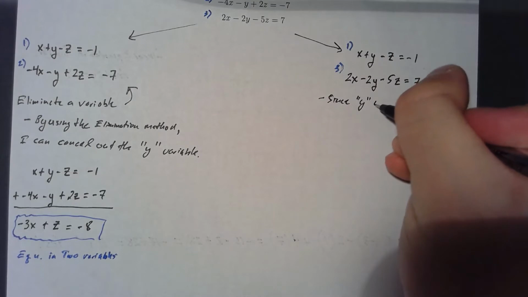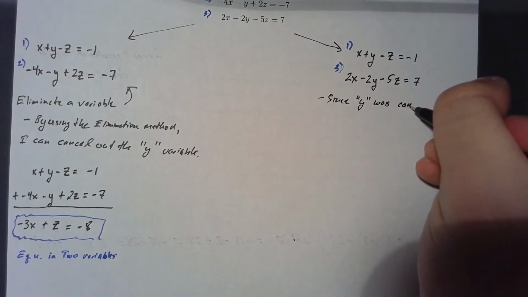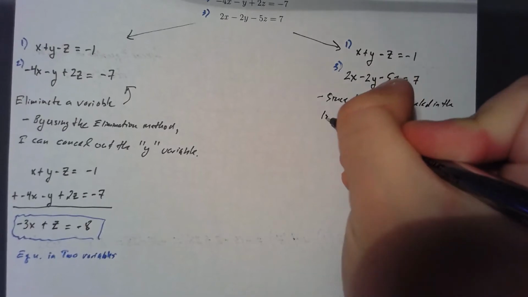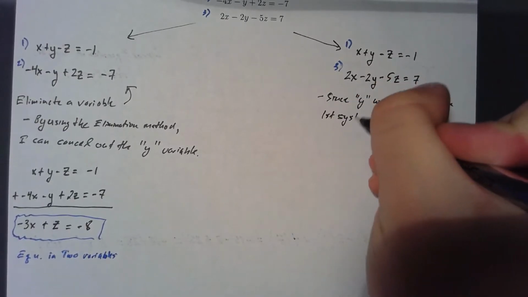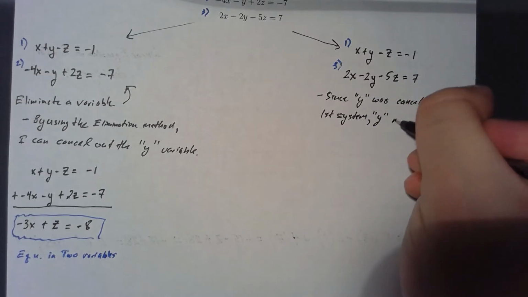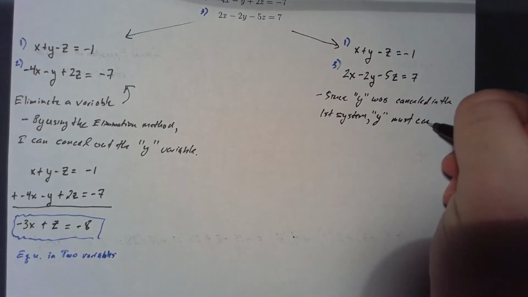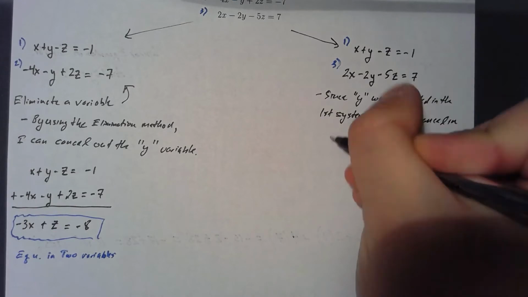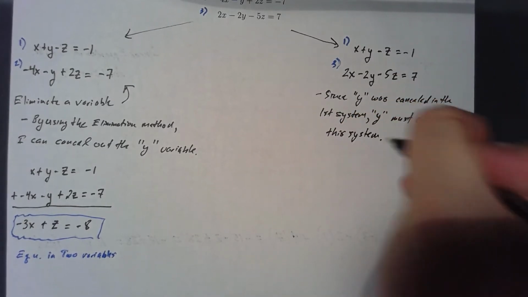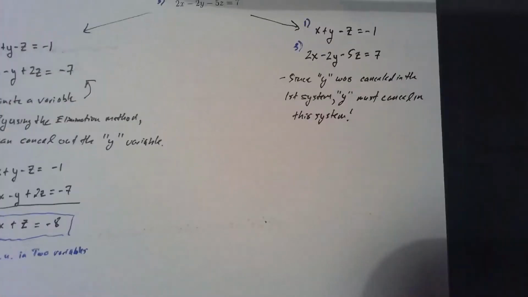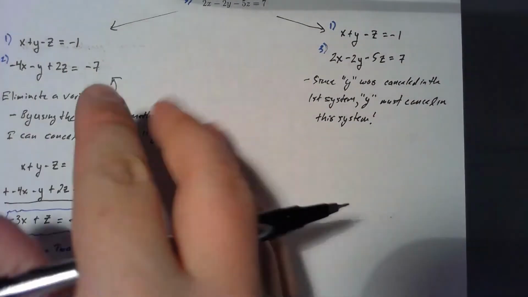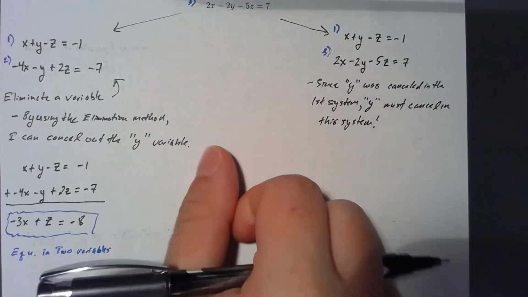Since y was canceled in the first system, y must cancel in this system. That must happen. So if I chose to cancel out x, I would have to do it here, and so on. Z would be here as well.